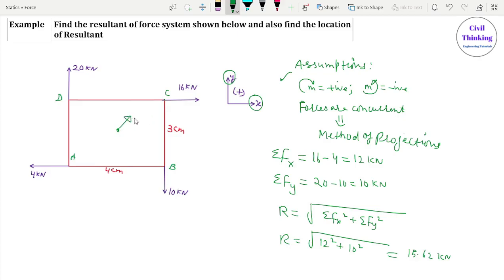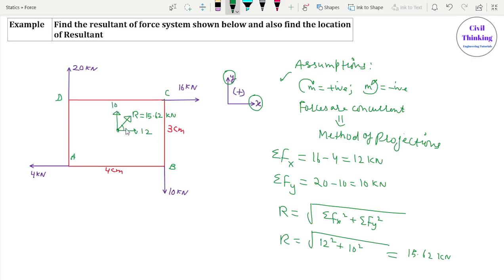It is 15.62 kilonewton, right? Now if you remember, this was the summation of F of x. Summation of F of x was 12 and summation of F of y was like this. Summation of F of y is 10, right?